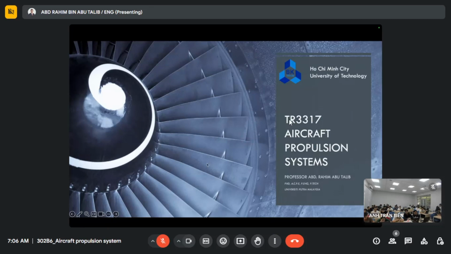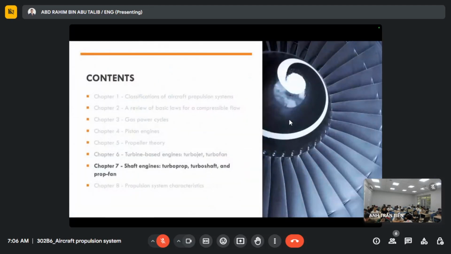Right, welcome back to our subject Aircraft Propulsion Systems. We are already in lecture number 13. For today we shall continue on chapter 7, shaft engines: turboprop, turboshaft, as well as prop fan.